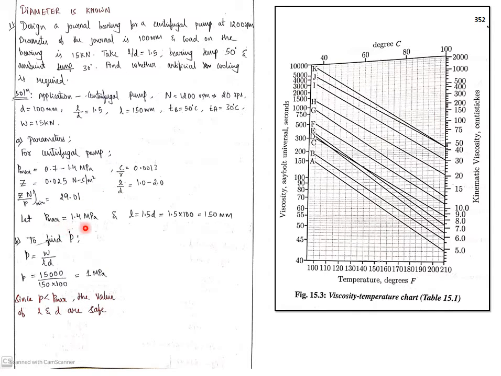Now let us take the maximum pressure as 1.4 megapascal, from the table. Similarly, L by D is equal to 1.5. D is given, so L you can directly calculate from the formula. Now to find the pressure P, that is W by L into D. If you substitute, you get 1 megapascal. This pressure must be less than the maximum pressure, 1.4 megapascal. Then only is the L by D safe.